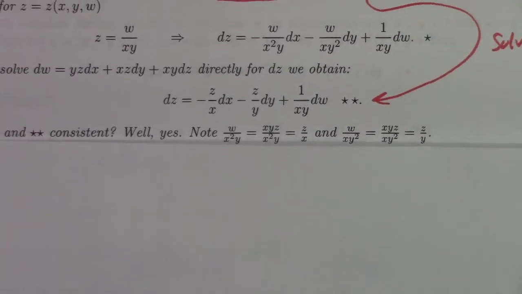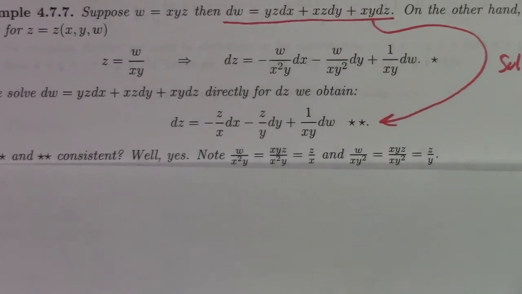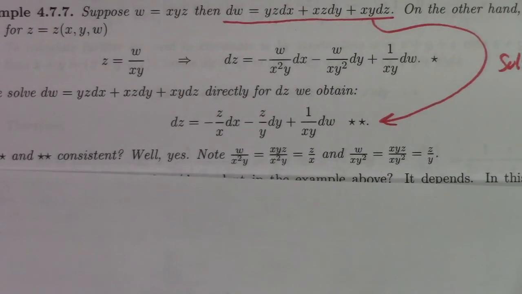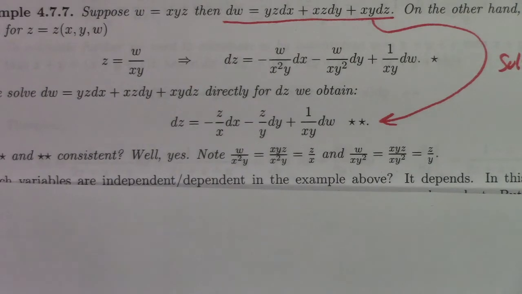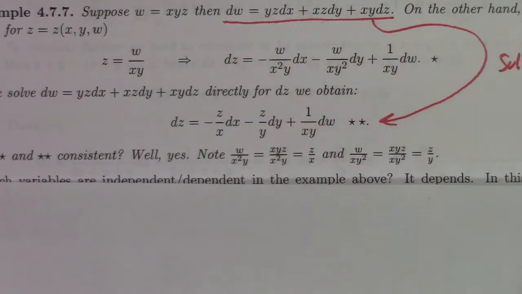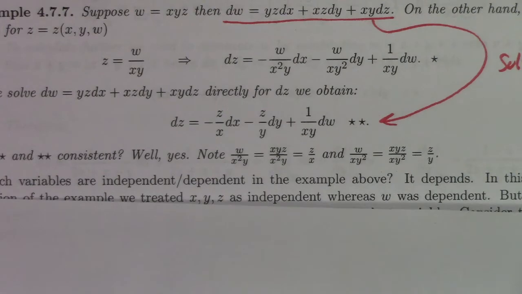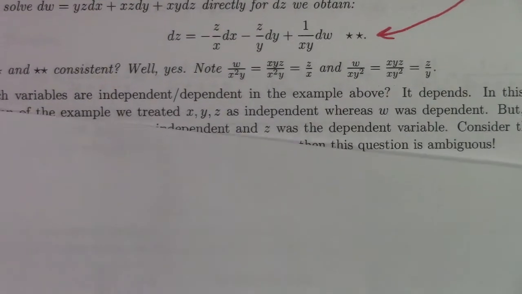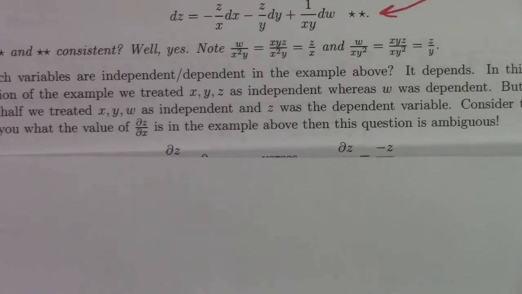Or do they? They appear to be different, but they're actually not, because if we take w over x squared y here, that's actually z over x. And likewise, if you use the defining equation w equals xyz, you can convert the coefficients to match up, right? All right. So anyway, let's get back to that dependent versus independent.